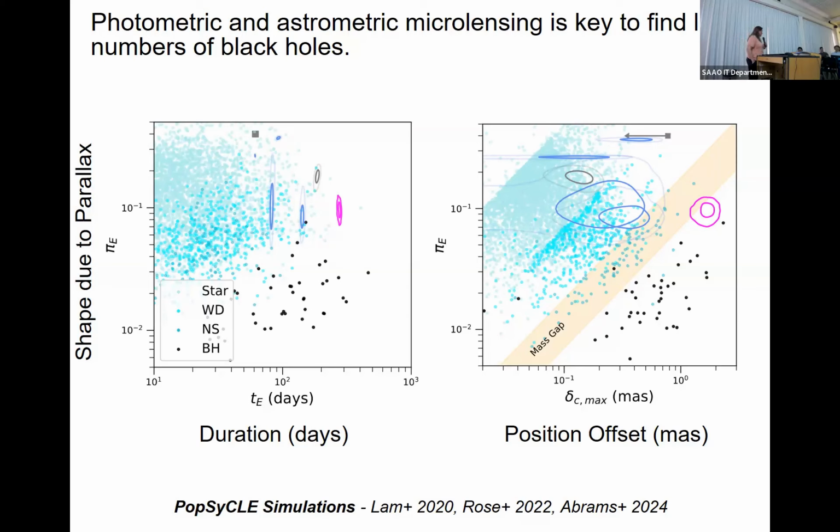That's where the astrometry comes in, and that's the parameter space shown on the right. That's microlensing parallax versus the maximum astrometric offset you get during a microlensing event. And here, there's a hard line, basically, or nearly so, where the black holes fall. And if we can put these two together, as you saw, we can measure the mass. And then we have to also couple that with the blend fraction to rule out massive young stars, for instance.